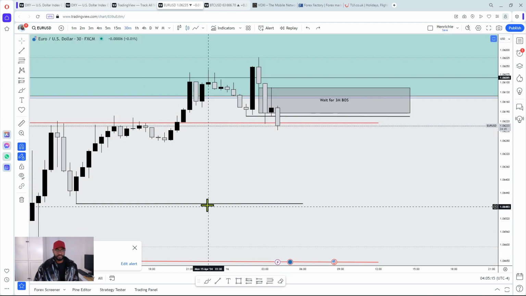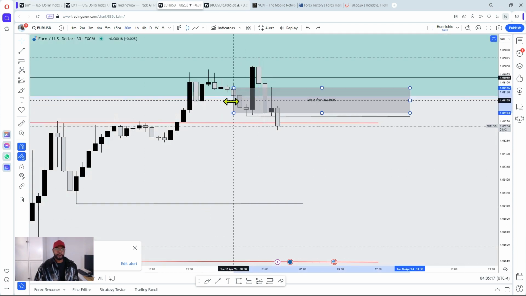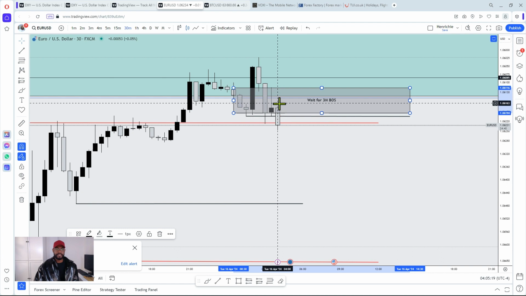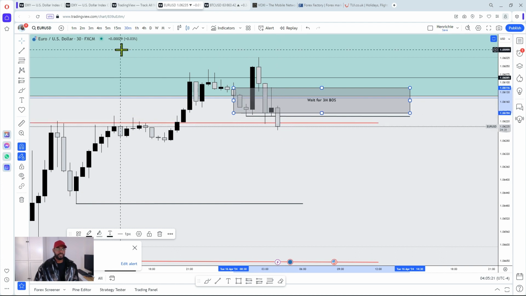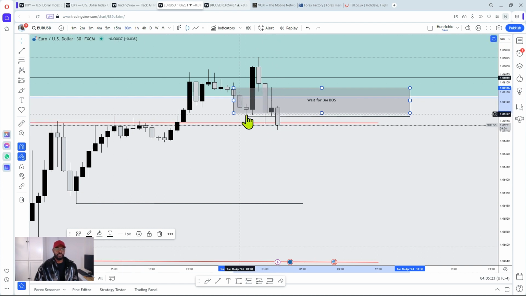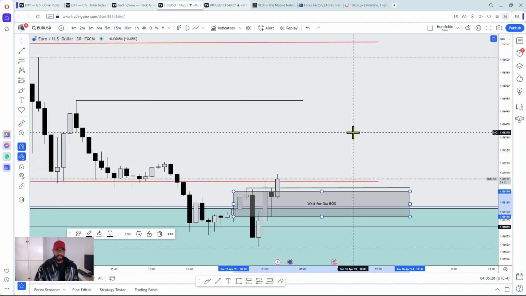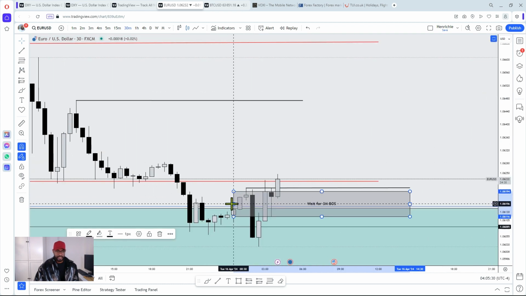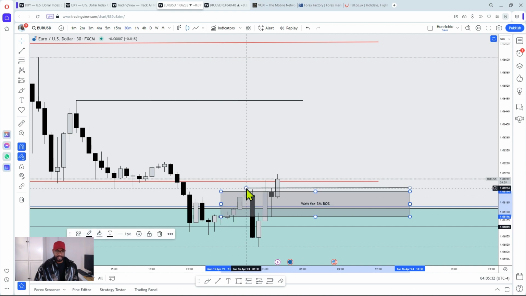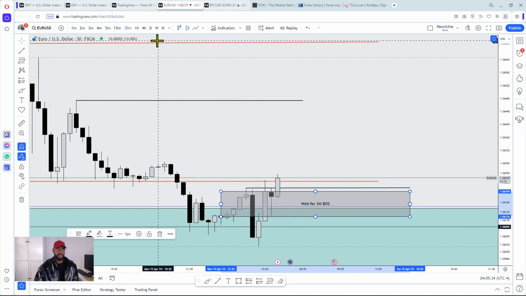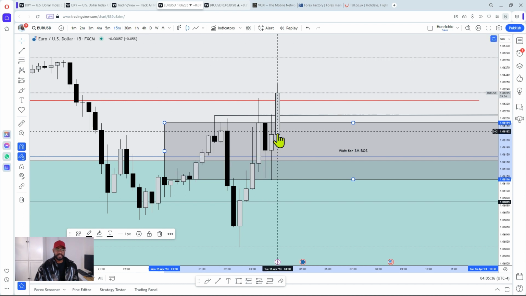So as you can see right now, this is not yet a confirmed break of structure until we see a close below this key level. So I'm going to invert the chart again to the normal chart. And right there, as you can see, a high, a low, a break of structure. We'll go to the 15 minutes time frame.